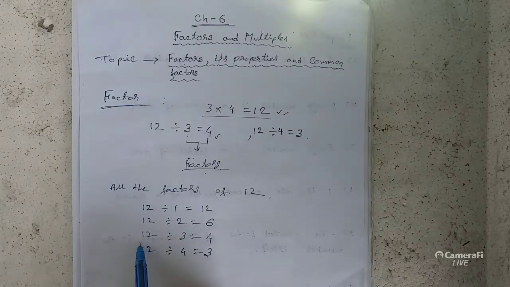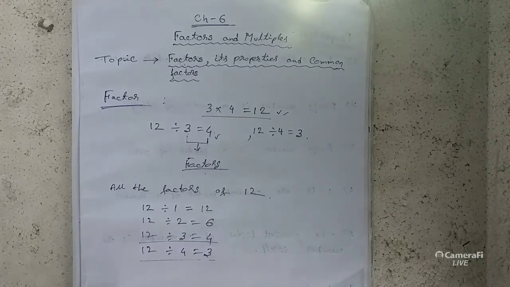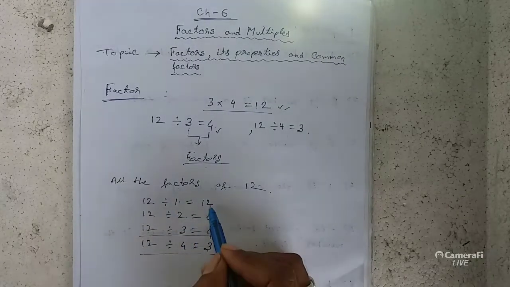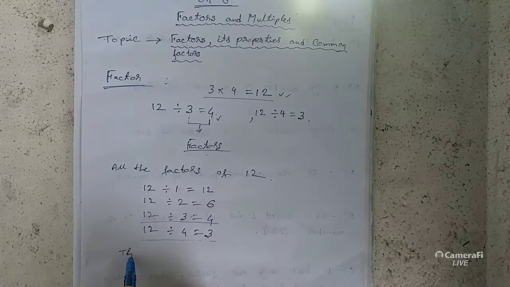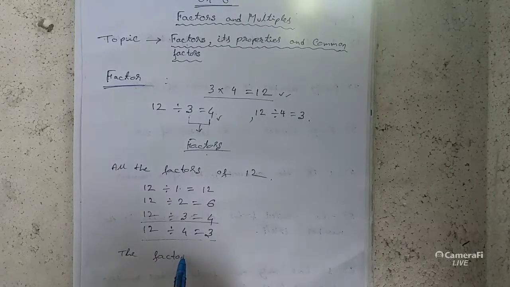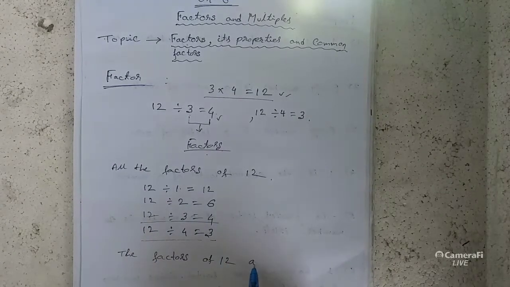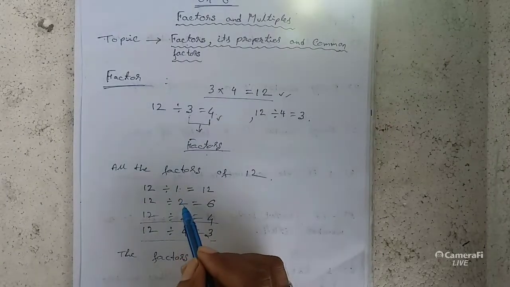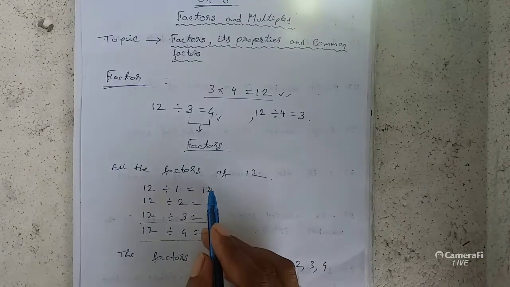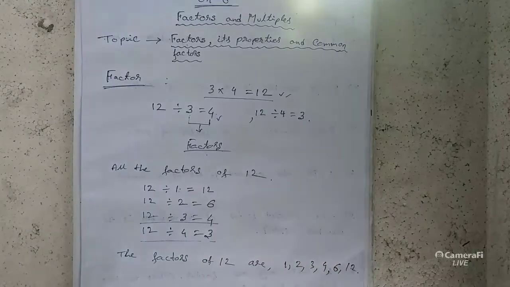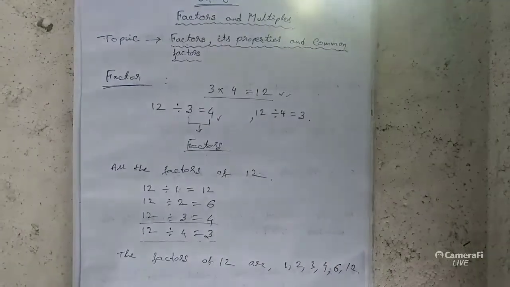See it here, when we are dividing it by 3 we get the result 4, and if we divide the number by 4 we get the result 3. So we will stop here. What are the factors? All these numbers are factors of 12. So we can write the factors of 12 are 1, 2, 3, 4, 3, 4 repeating here, 6 and 12. So this is the complete list of factors of 12.